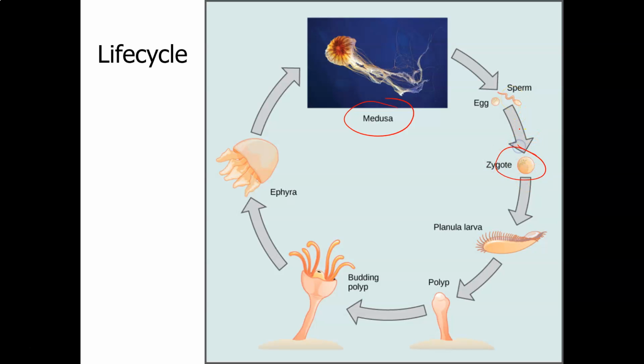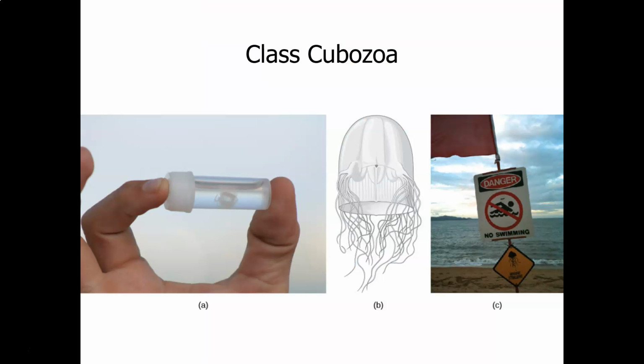So this is very similar to what we see with human reproduction. Sperm fertilizes egg, and then the zygote grows into a planula larva. That larva grows into a polyp, and then that polyp grows into a budding polyp, and sometimes it spends most of its life as a polyp, like a sea anemone, and then sometimes it goes through a stage called ephyra and becomes the medusa body form. So it just depends on the cnidaria.